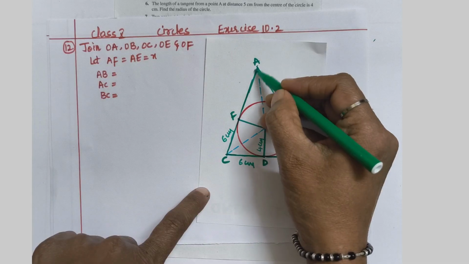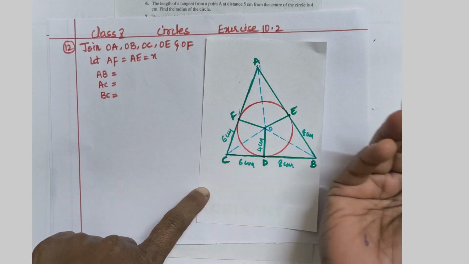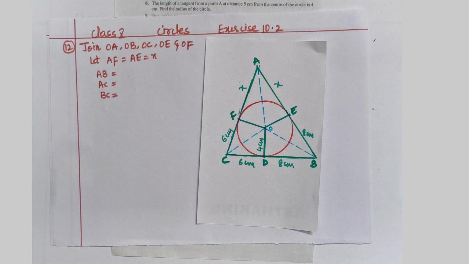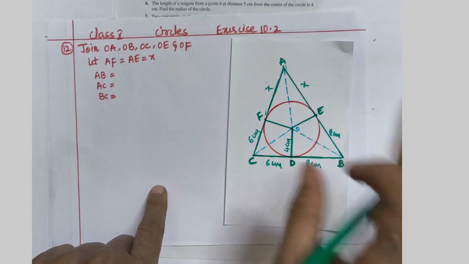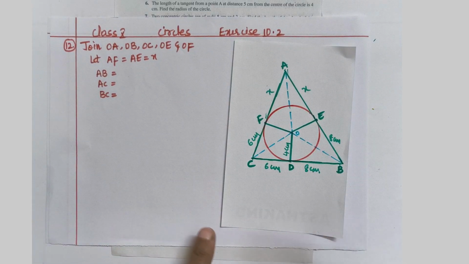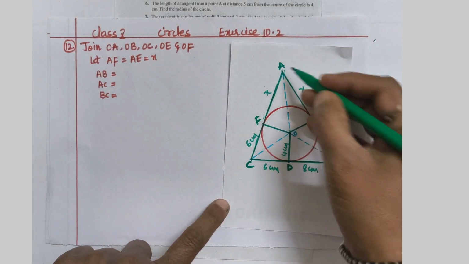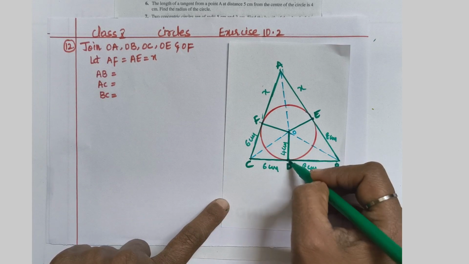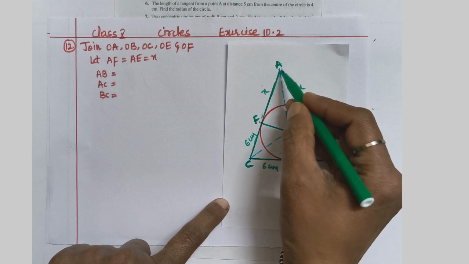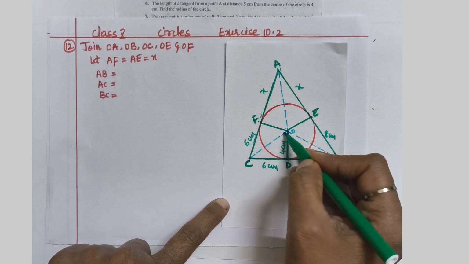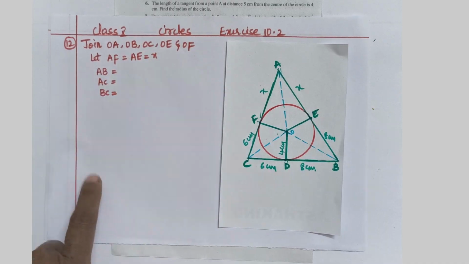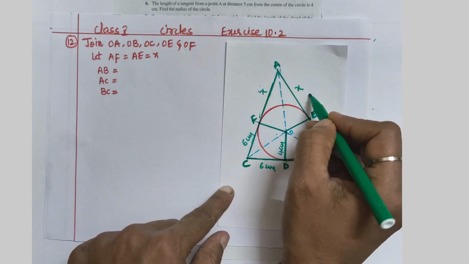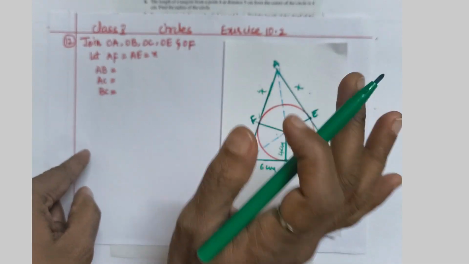Next, again, this is also an external point with two tangents, but this length we don't know. So what will we take? This one we take as x, and this one also x. Keep that in mind. Next, we join OA, OB, OC, OE, OF. The radius is already given as 4 centimeters. So join OA, OB, OC, OE, OF and write that point. Next, AF equal to AE equal to x. So let AF equal AE equal x, write it.